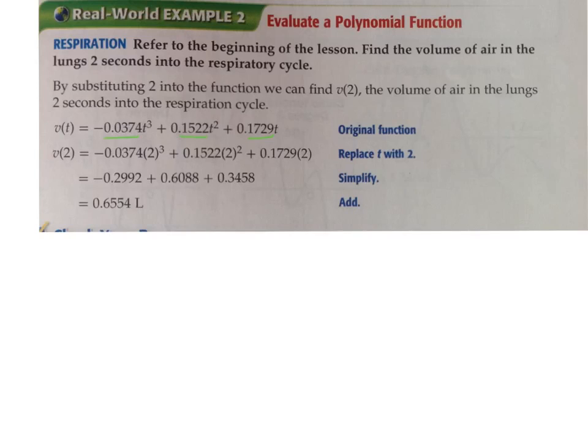So you are putting the 2 in, you are cubing the 2. Then you take that result and multiply it by that coefficient. Again, squaring the 2, multiplying by the coefficient, and then just 2 to the first power multiplied by the coefficient. Then you find your sum. So remember your order of operations.